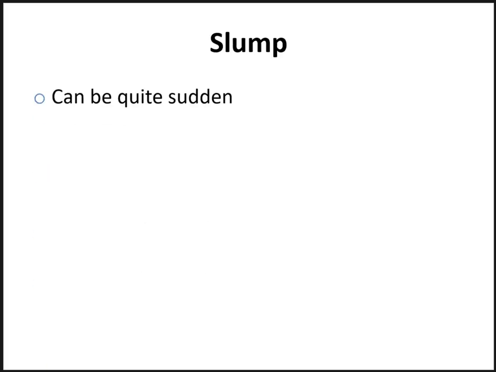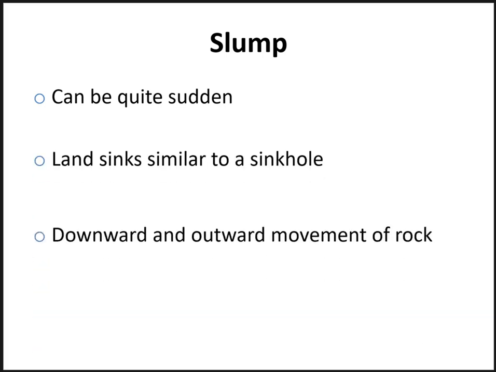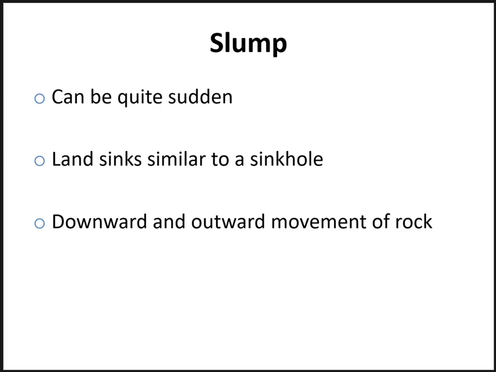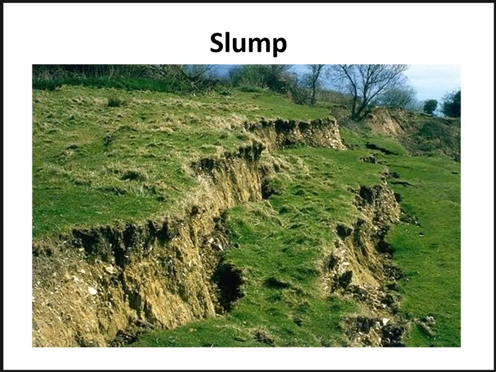Slumps can be quite sudden at times because they act a bit like a sinkhole. A slump is a downward and outward movement of rock or unconsolidated materials moving as a unit or a series of units. Large blocks of material move suddenly downward and outward along a curved plane. Here's an example of a slump where we can see that the soil not only moves downward, but also rotates outward, in these different little ledges. Due to this downward and outward movement, slumps are sometimes called rotational slides.